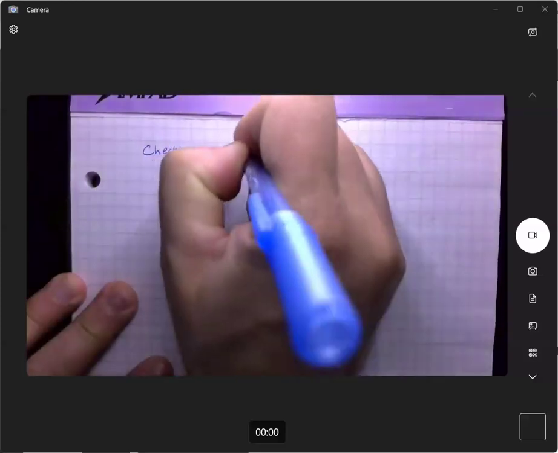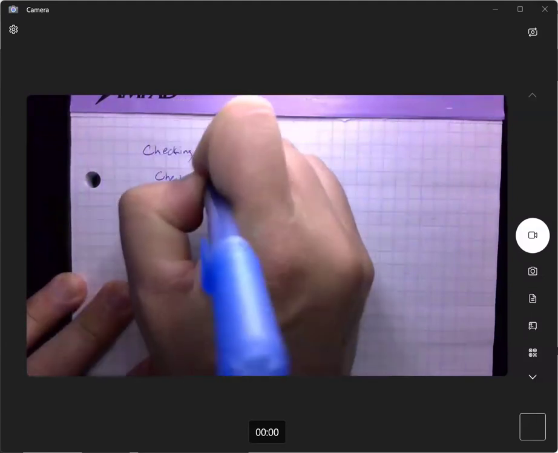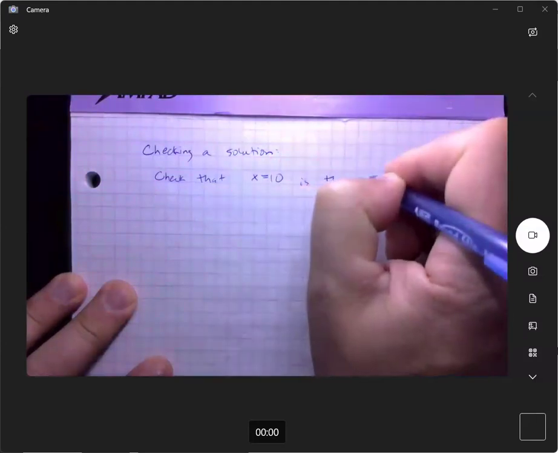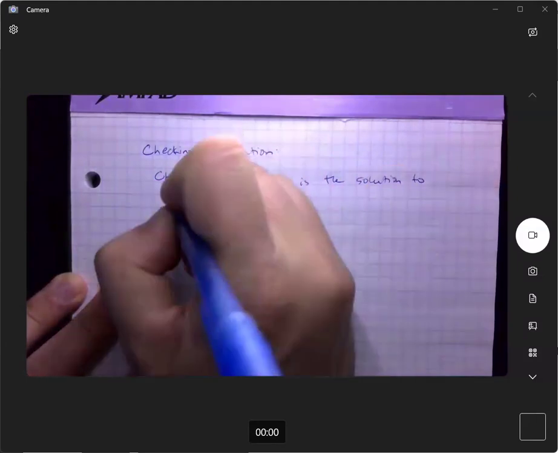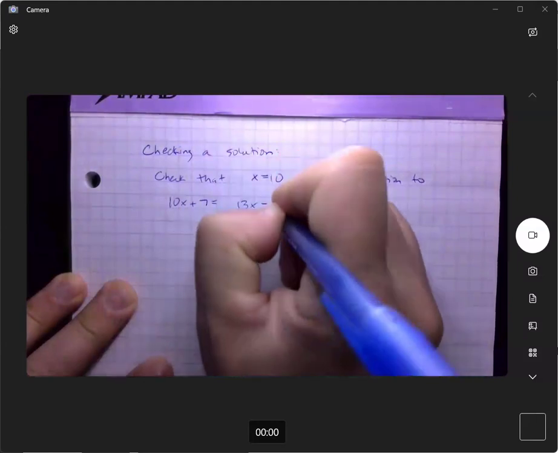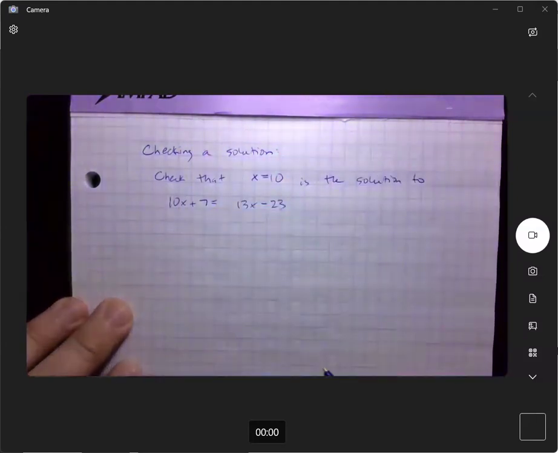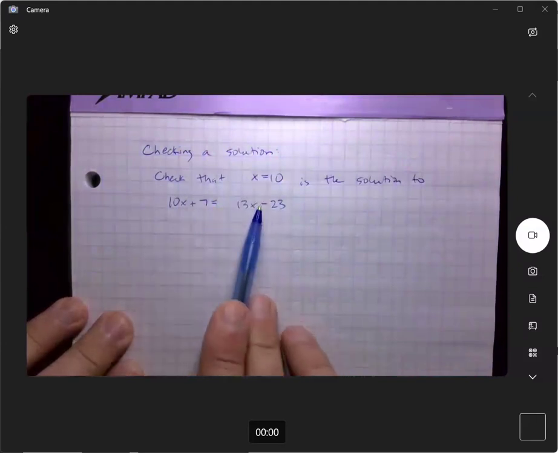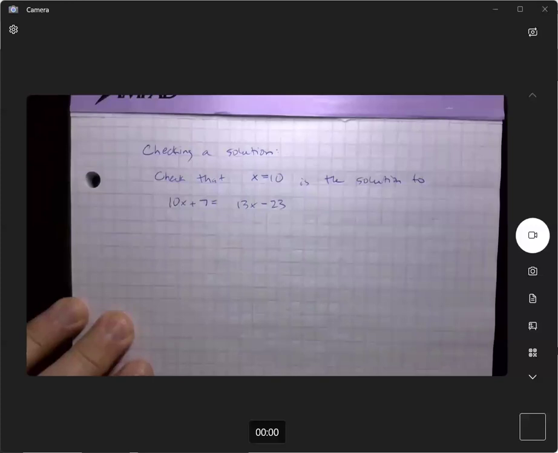And the last one is checking our work. So we're checking a solution. So for example, check that x equals 10 is the solution to 10x plus 7 equals 13x minus 23. This is actually what we did in the first example. We solved this and found that x equals 10 solves it. So now we're just going to check.